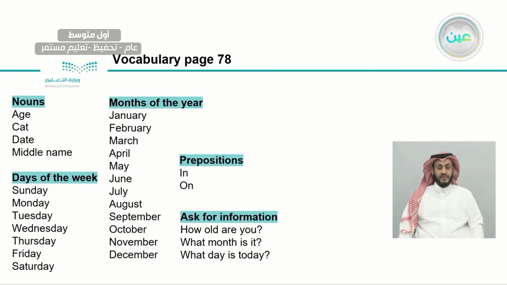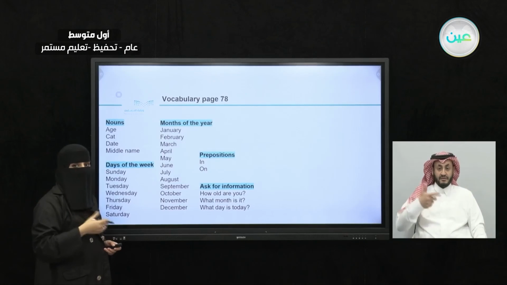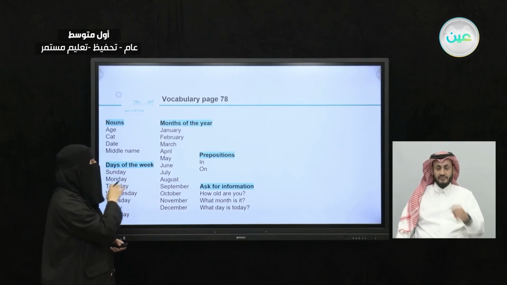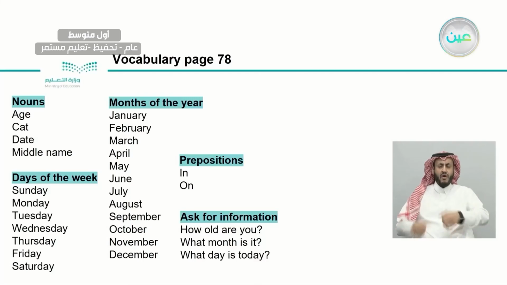Okay, let's go to the vocabulary page 78. This will add more information for you. Let's review all the words that we have been learning since the beginning of the unit. We learned nouns like age, also cat, when we talked about animals. We learned date, middle name, and what does that mean? It's probably your dad's name. The first name is the given name, last name is your family name, and middle name is your dad's name.